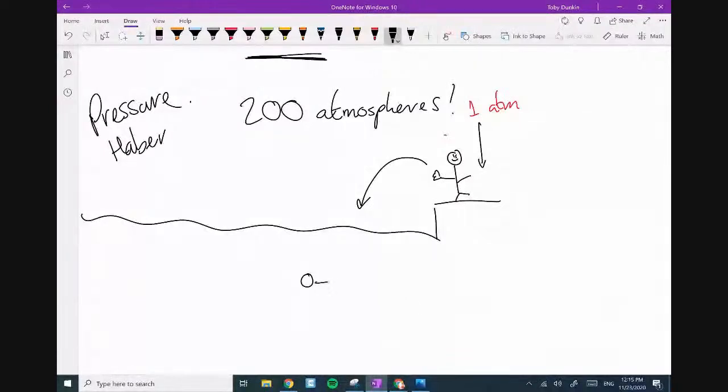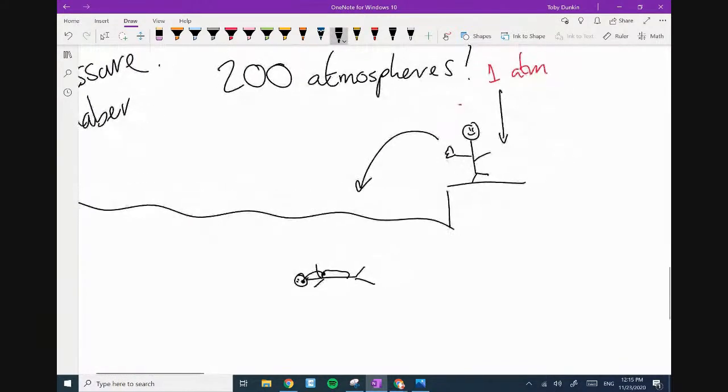When you then go diving, when you come down to here, let's put a little tank on his back. That's a terrible diagram, absolutely terrible. There we go. I'm not entirely sure. That's just awful.